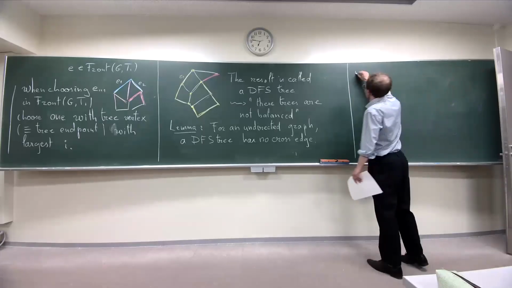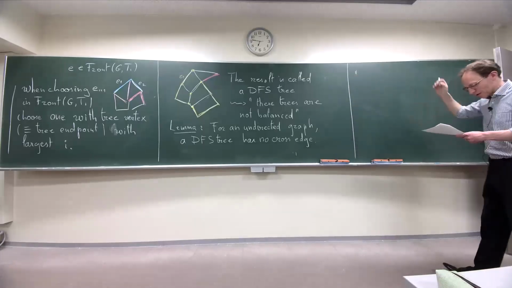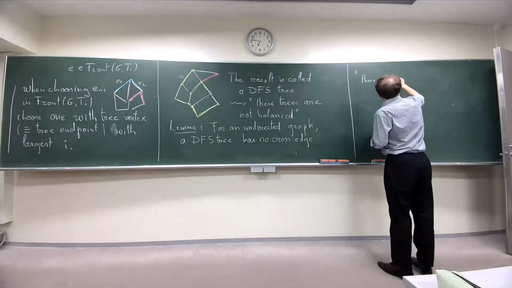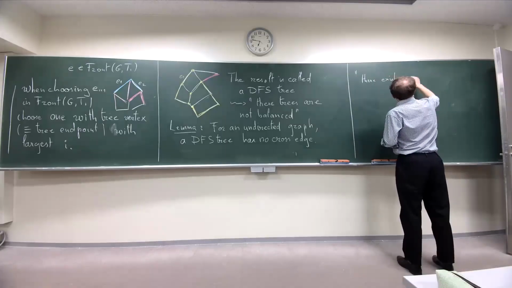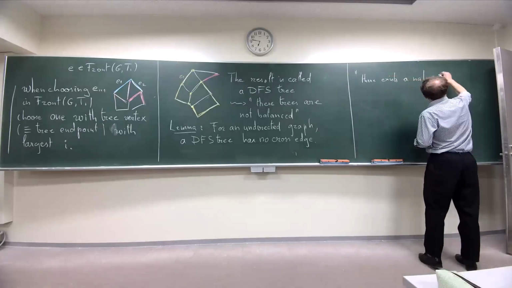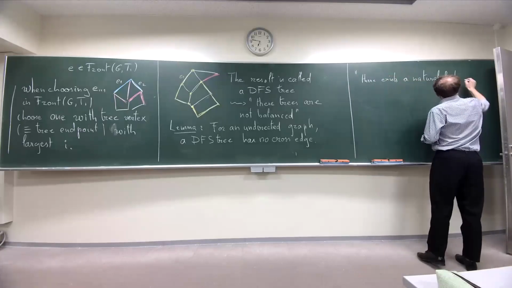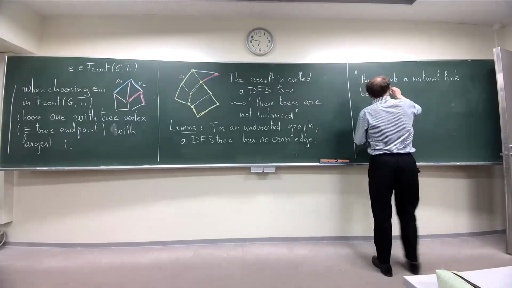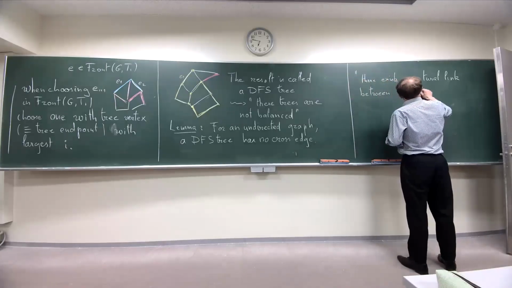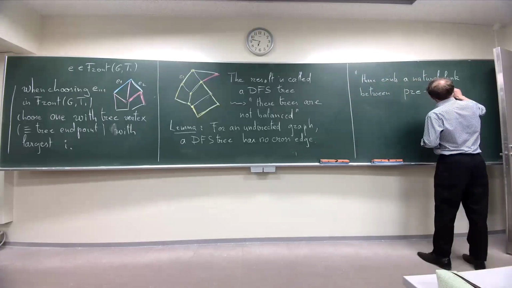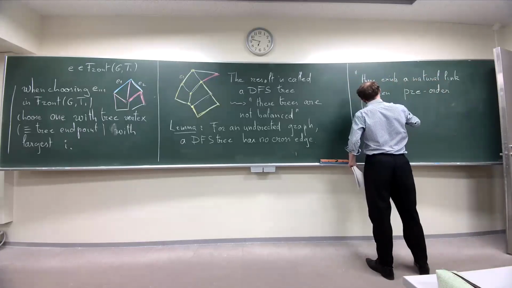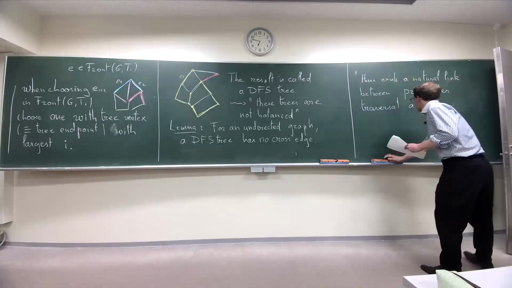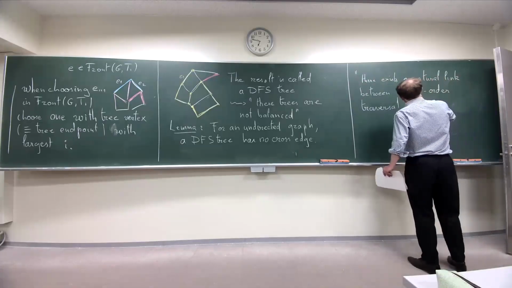And let me write another sentence, which is not very precise, but somebody can try to make it more precise. There exists a natural link between pre-order traversal, and so this was NLR.